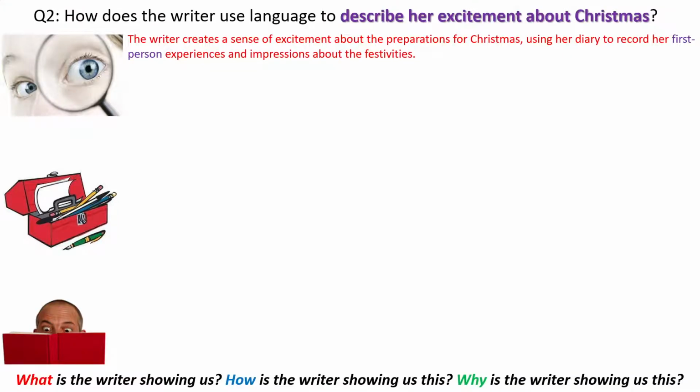And I'm hoping that you're now, as we go through this model answer, you're going to see those 3 things happening all the time. And I've colour-coded the answer to try and help explain that. So where I've put something in red, I think I'm showing you what the writer's showing us. In blue, how the writer shows us, and in green, why the writer shows us this.